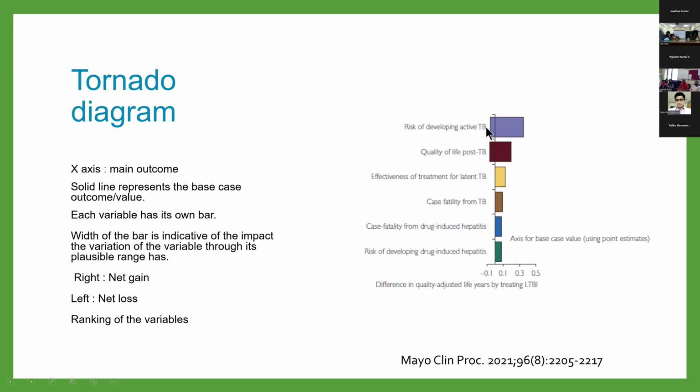The widest will be on the top. That tells you the most uncertain or the most variable. Something like a wider confidence interval. The more variability, the more uncertainty it will bring to the study.